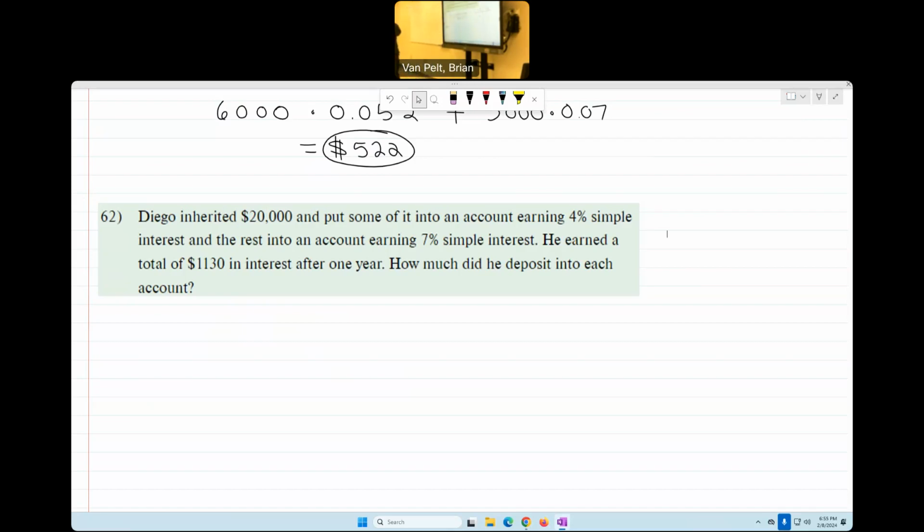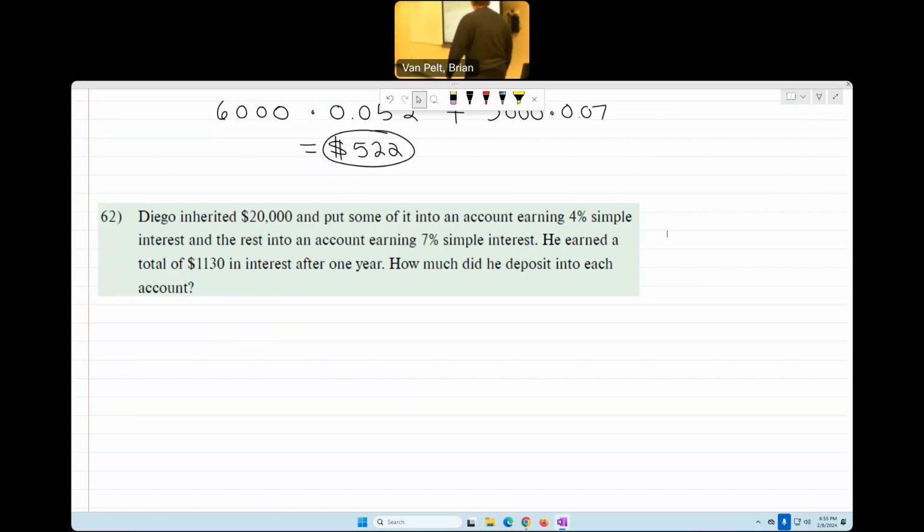So in the 4% account, he has X dollars at 4%, and 20,000 minus X at 7%. They actually tell you what that ends up equaling, don't they? What does it end up all equaling total? 1,130.